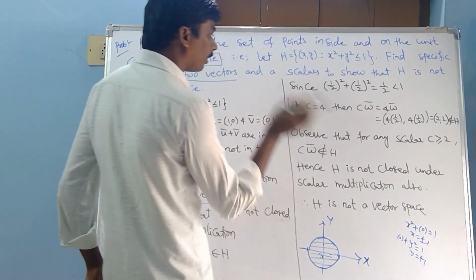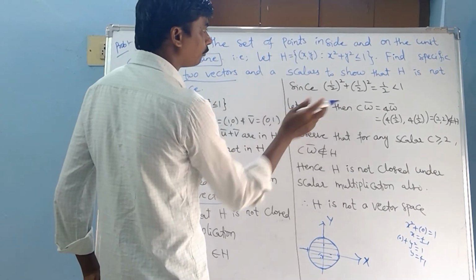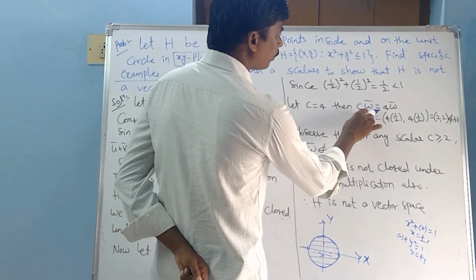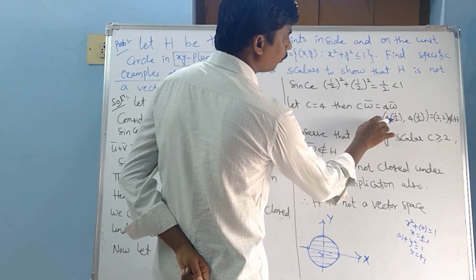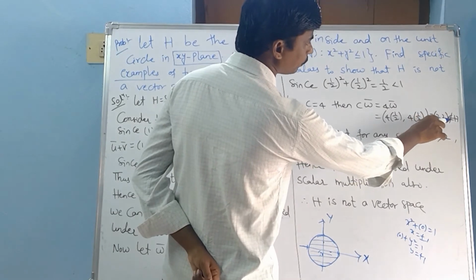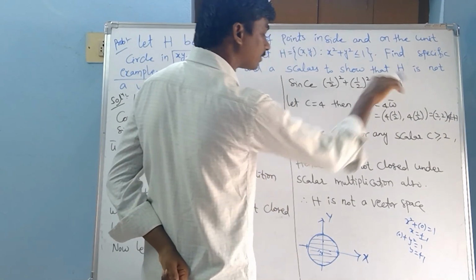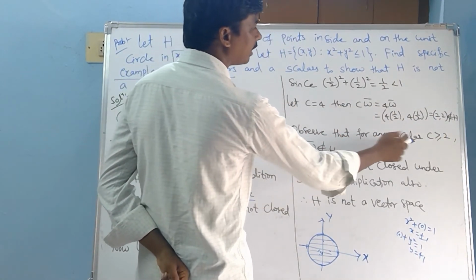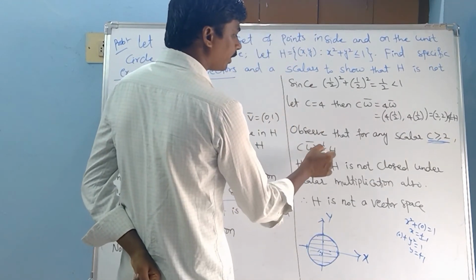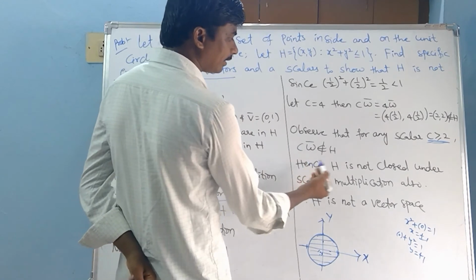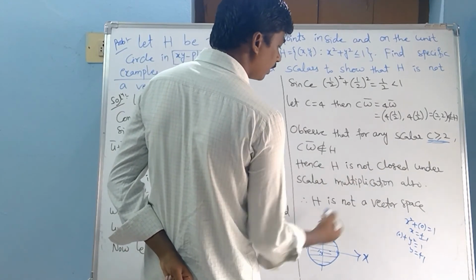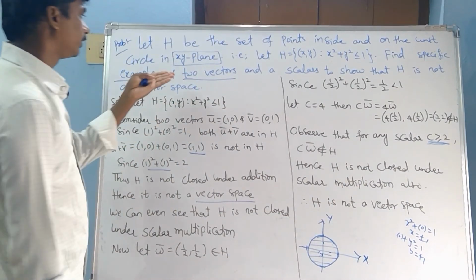Now for the constant, let C equal 4. Then C W bar equals 4 W bar, which is 4 into 1/2 comma 4 into 1/2, giving (2, 2), which does not belong to H. This is outside the circle. Observe that for any scalar C greater than or equal to 2, C W bar does not belong to H. Hence, H is not closed under scalar multiplication. Also, H is not a vector space.